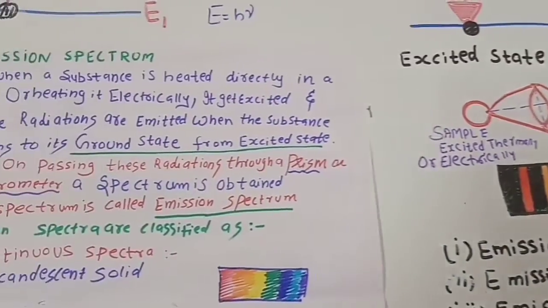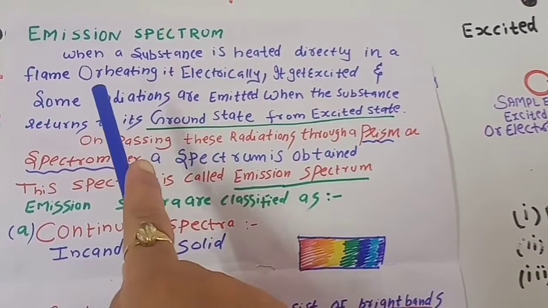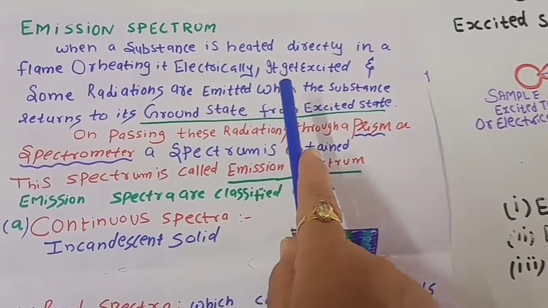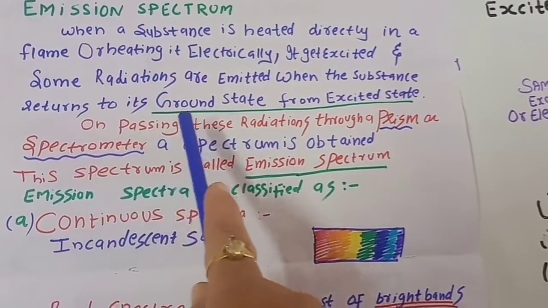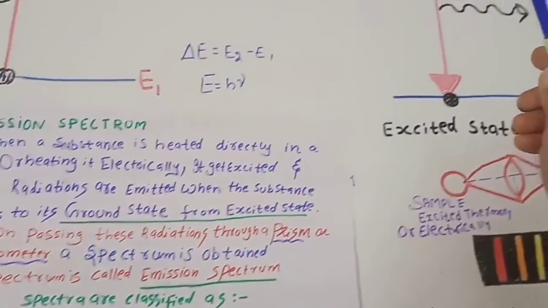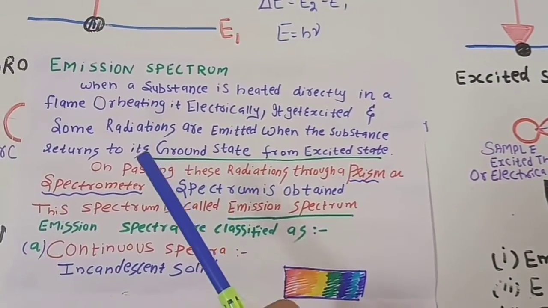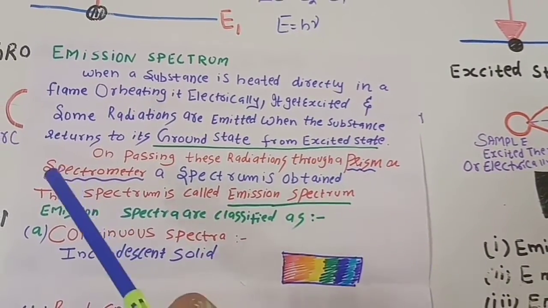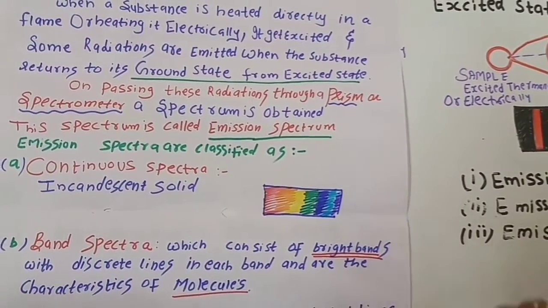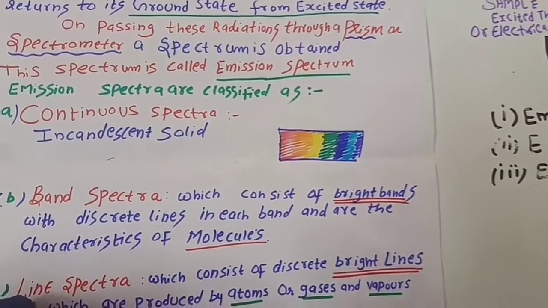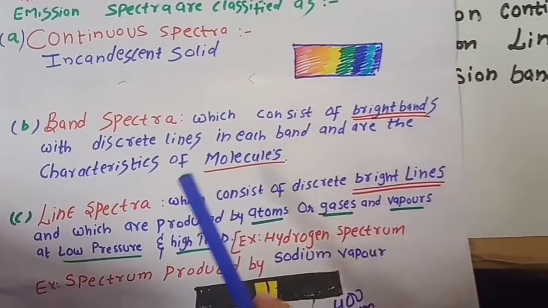Now we can define the emission spectrum as when a substance is heated directly in a flame or heated electrically, it gets excited and some radiations are emitted when the substance returns to its ground state. Means when our substance comes from the excited state to the ground state, it emits some radiations, and then when these radiations are passed through the prism and the spectrometer, a spectrum is obtained and this spectrum is known as our emission spectrum. Students, like our absorption spectrum, emission spectrum is also of 3 types, that is our continuous spectrum, our band spectrum and the line spectrum.